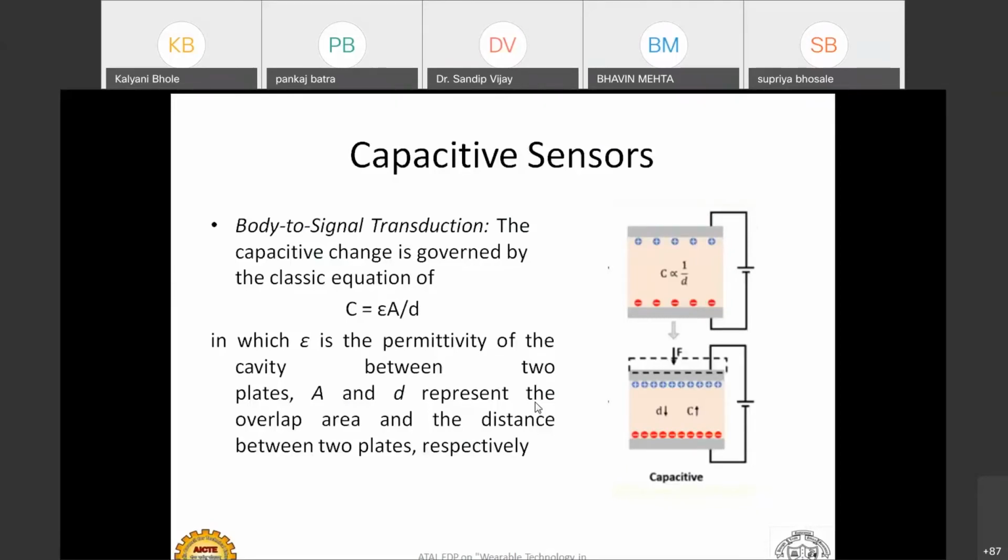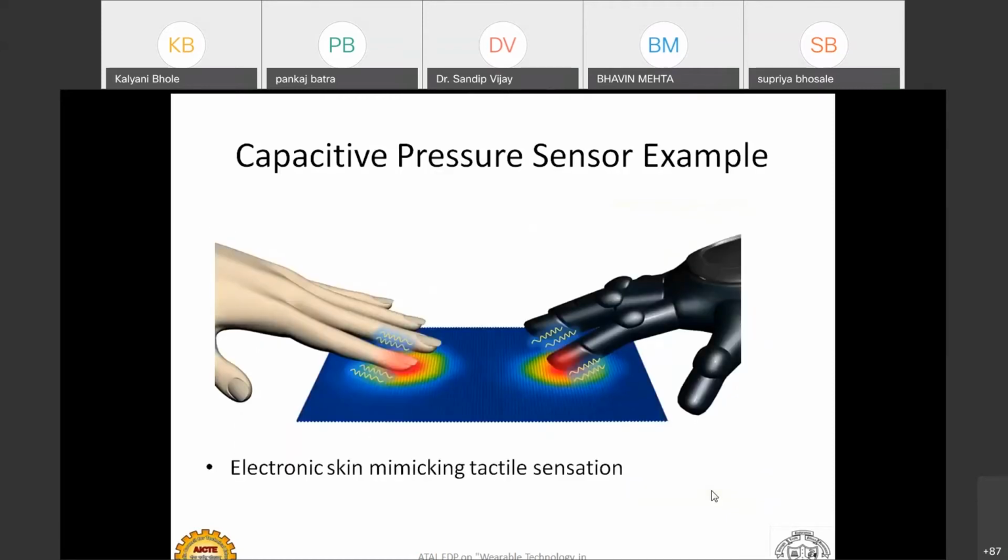Another type of sensor is a capacitive sensor. In body-to-signal transduction, there is a change in capacitance because of mechanical force. Now, a capacitor has a simple equation: its dielectric constant times area, divided by the distance between the two plates. That dielectric constant is called the permittivity. So when this d changes, capacitance changes. This is the very simple working principle used in capacitive sensors.